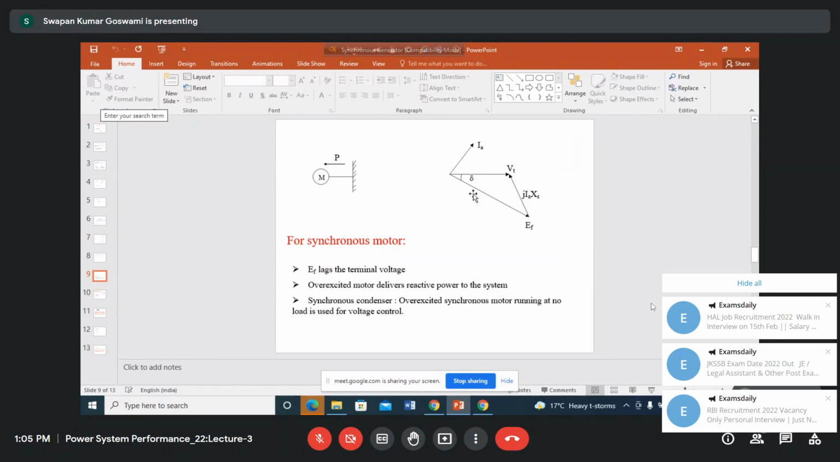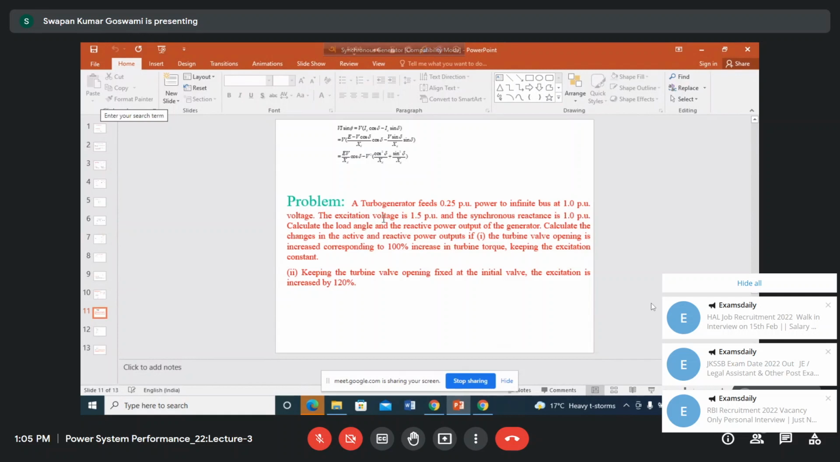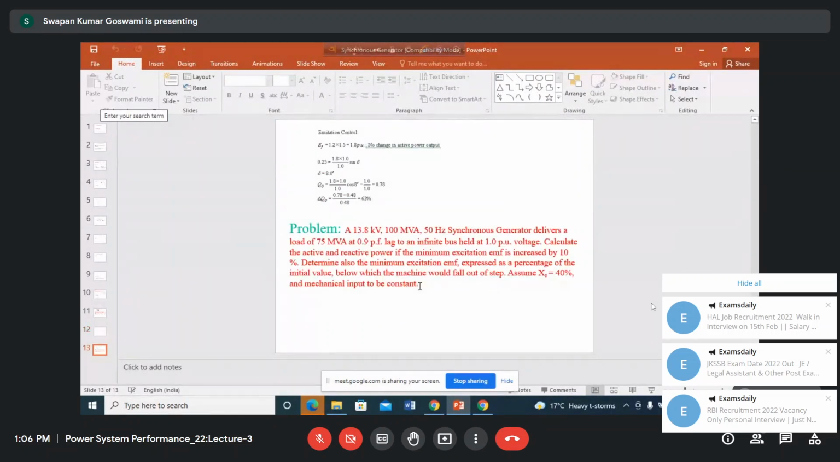Overexcited synchronous motor is very similar in operation to the capacitor. That's why it is called the synchronous condenser. Okay. Now, after these discussions, in the PPT that I have already mailed to you, we have two problems discussed. One is this one, which is also solved here. I shall be explaining this, and another is this one. Solution is not given. I shall be explaining the solution today.